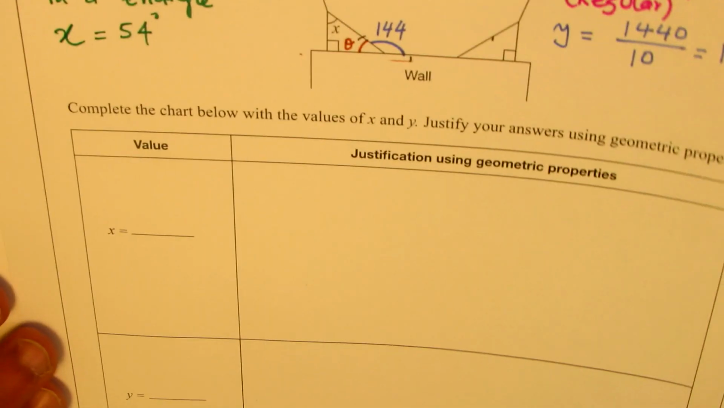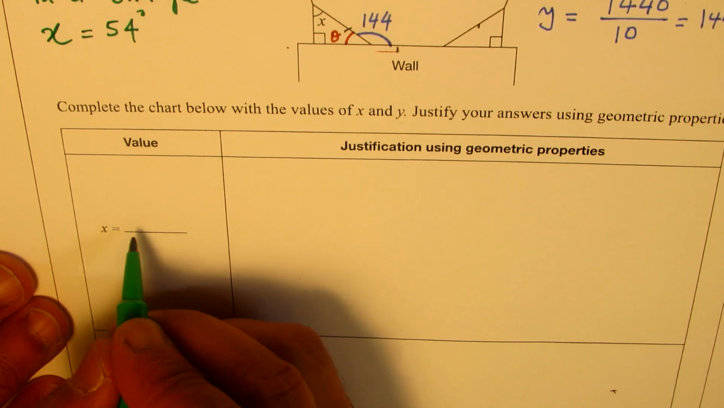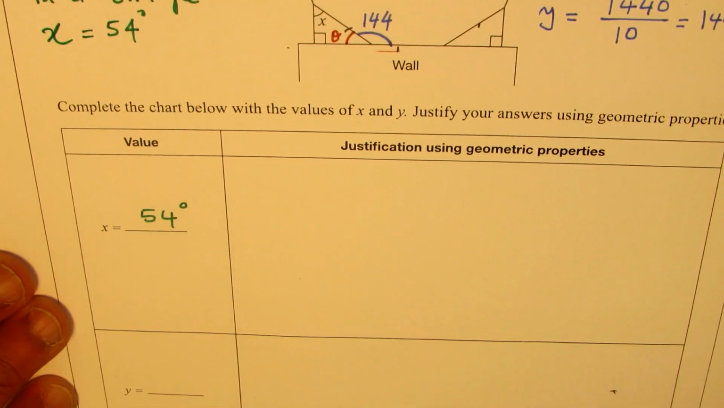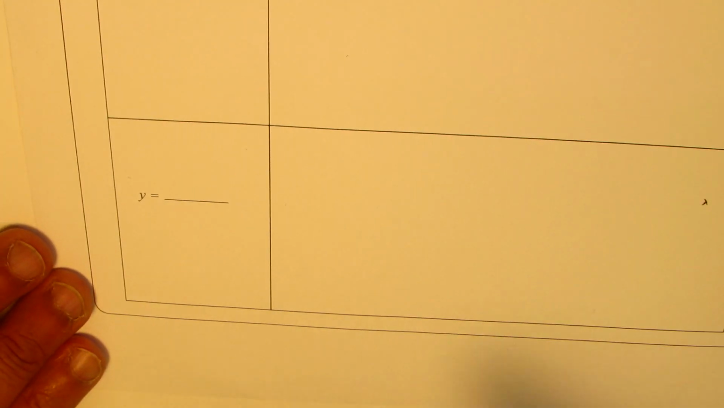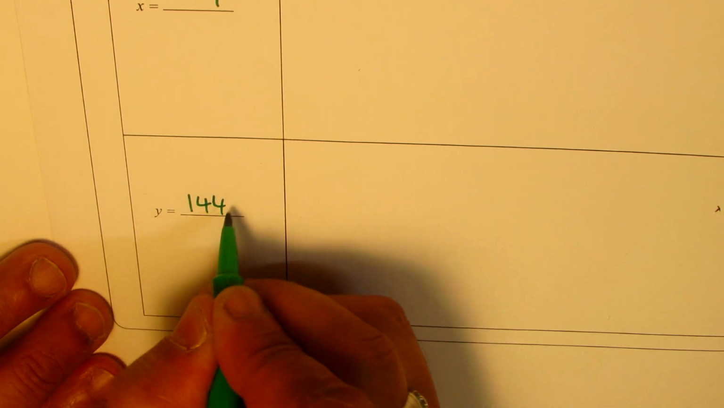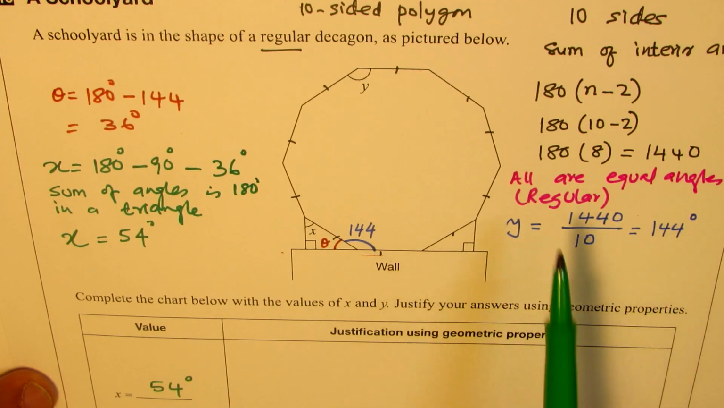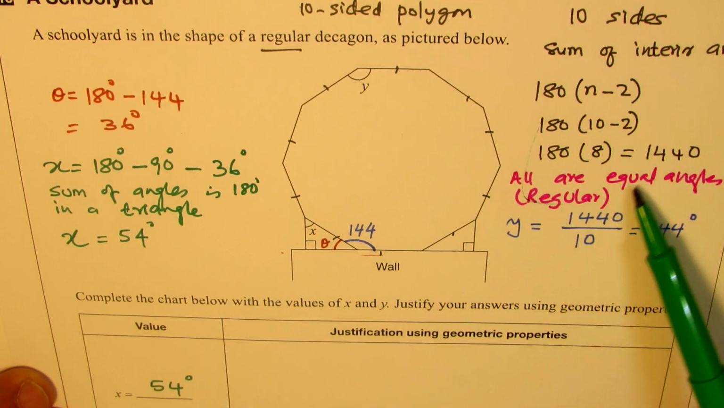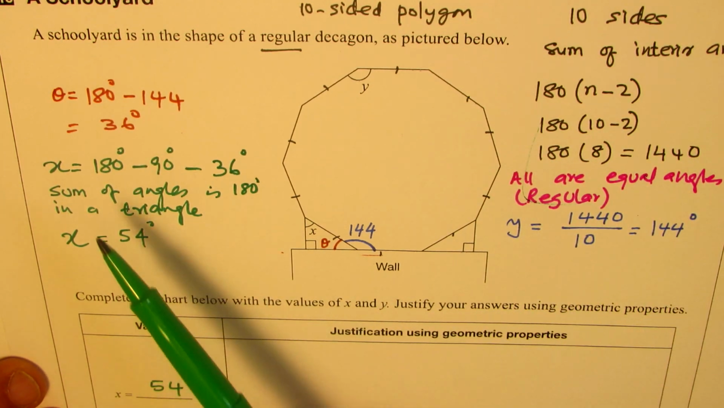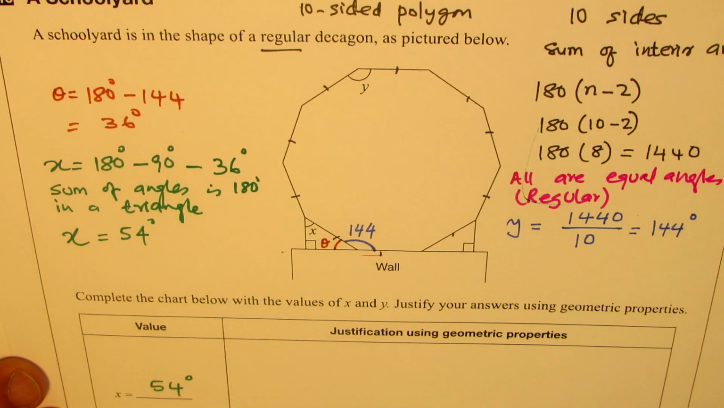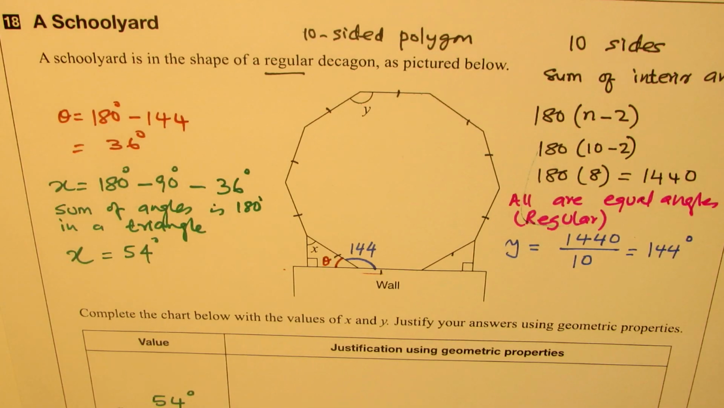Now we'll write down our answer. The value of x is 54 degrees and the value of y is 144 degrees, right? Justification is right there, right? So you could write all this in the second column and all this in the first row, right? That goes in the second one. Perfect. So with this, we come to an end of open response questions.